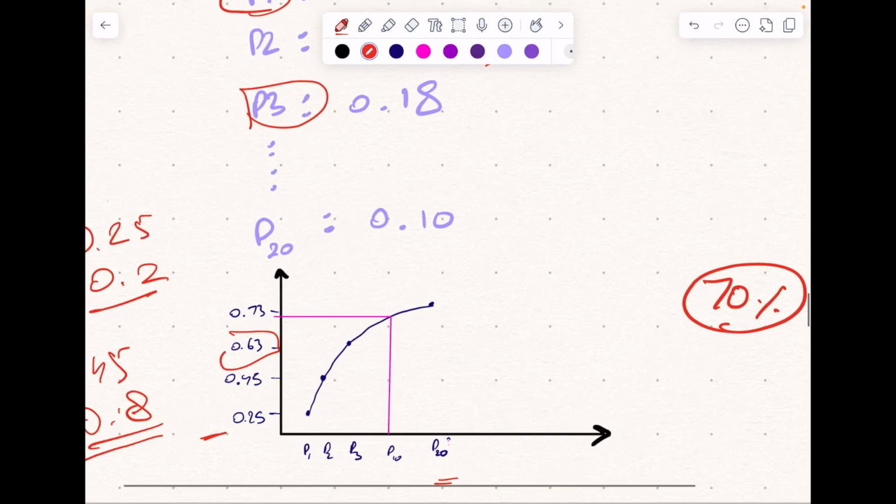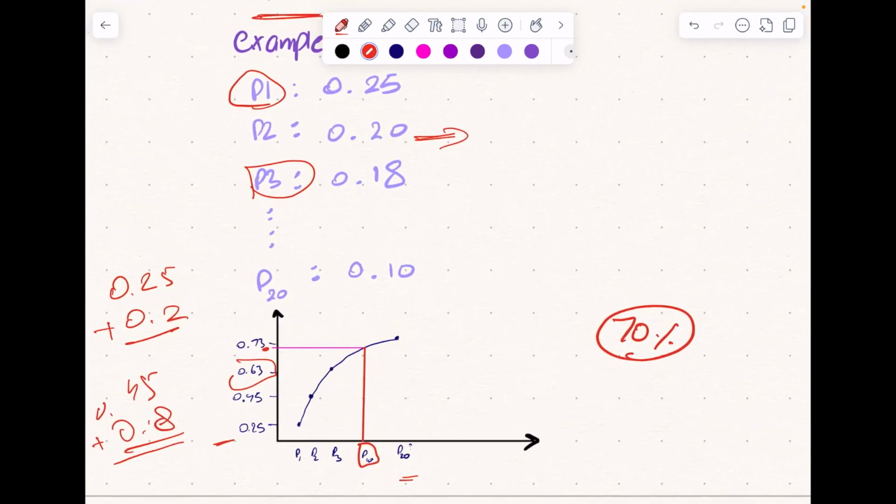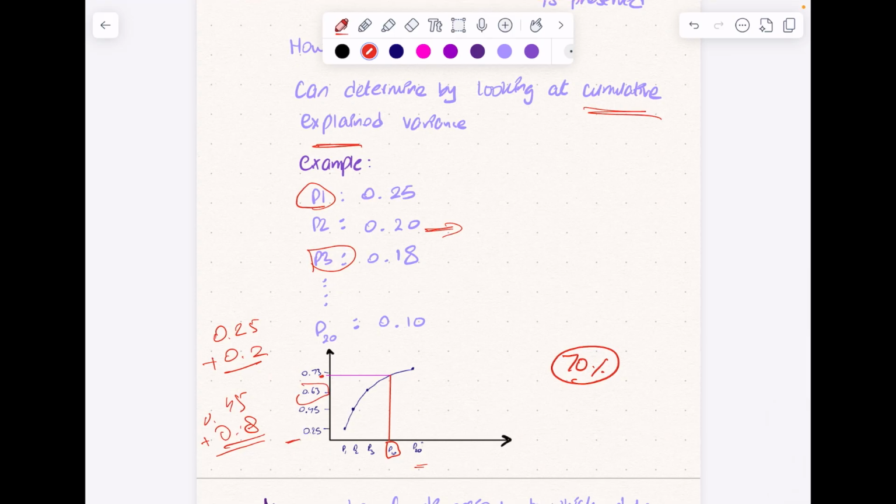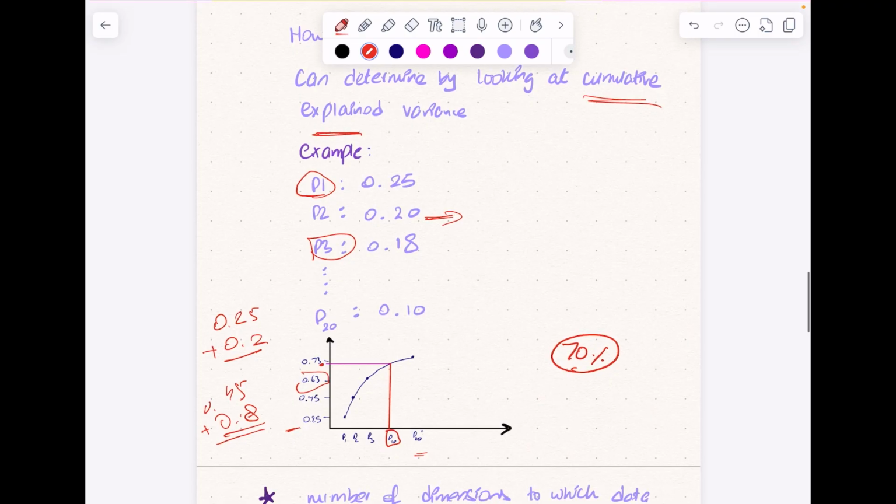So we can see that if we go to the graph and look around the 70% explained variance, this corresponds to somewhere like 10 principal components. So by plotting this cumulative explained variance graph, we can get an approximate value of how many principal components I should keep in order to explain this much variance. Okay, we can choose, I want to explain 70% variance, or I want to keep 95% of the variance, depending on what's the percentage that you want to capture.